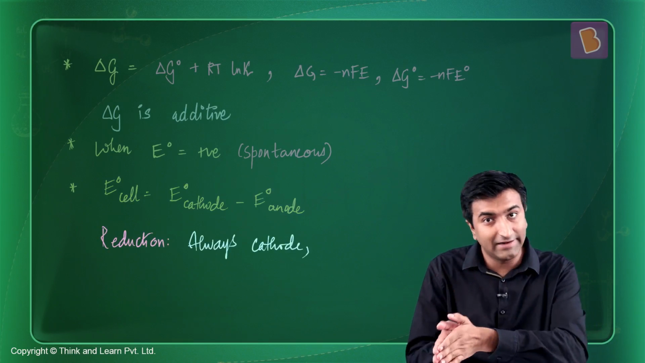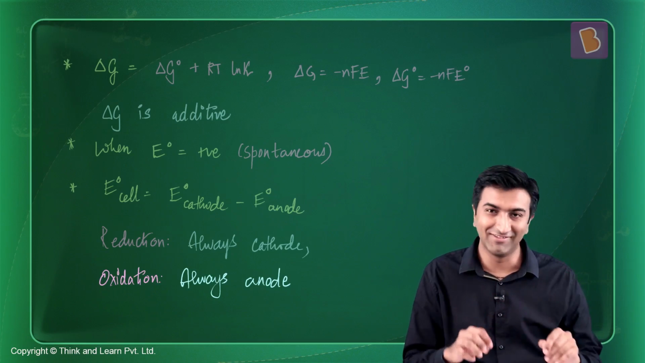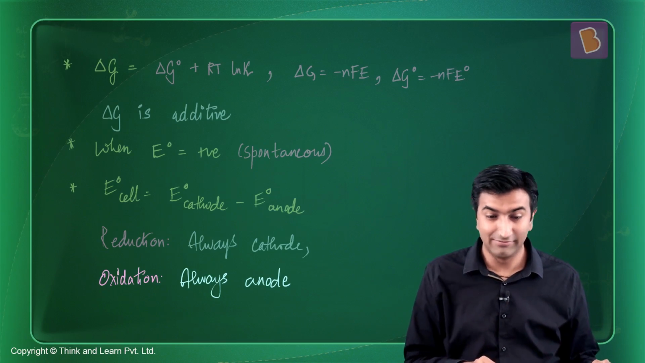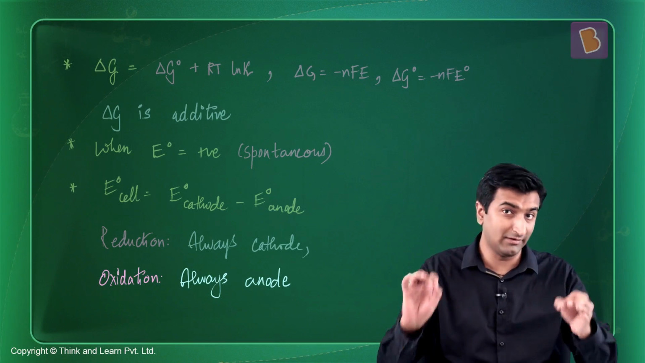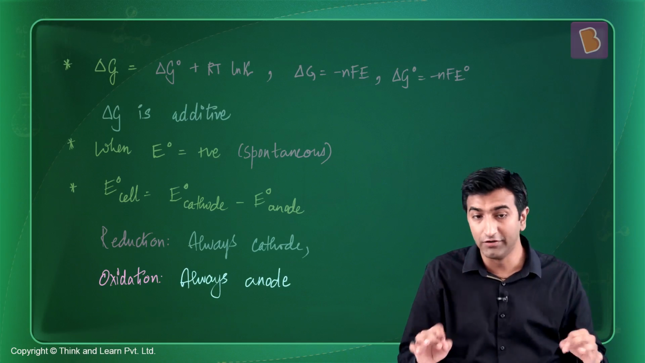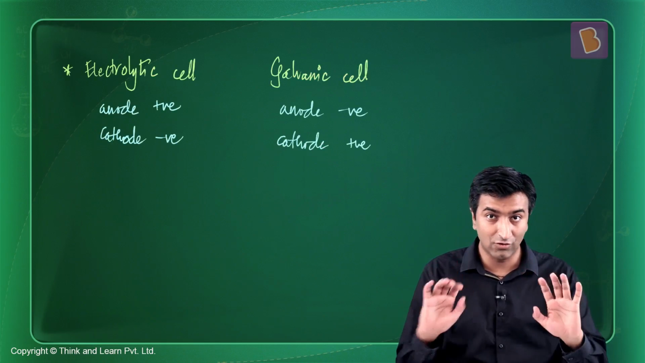Reduction is always at the cathode and oxidation is always at the anode. "Red cat, an ox" is something that teachers like to teach. Next thing you want to know is, look, don't mug this. It's better to do it from first principles, but if you're doing this just for an exam, you need to know this, that the signs of the cathodes and anodes on the electrolytic cell and galvanic cell are opposite.